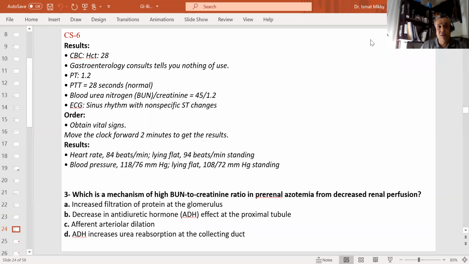So these are the results, and then we have some orders and the results of the orders. So the question here is, and we have a very similar question previously. It says here, what is the mechanism of high BUN to creatinine ratio in prerenal azotemia from decreased renal perfusion?